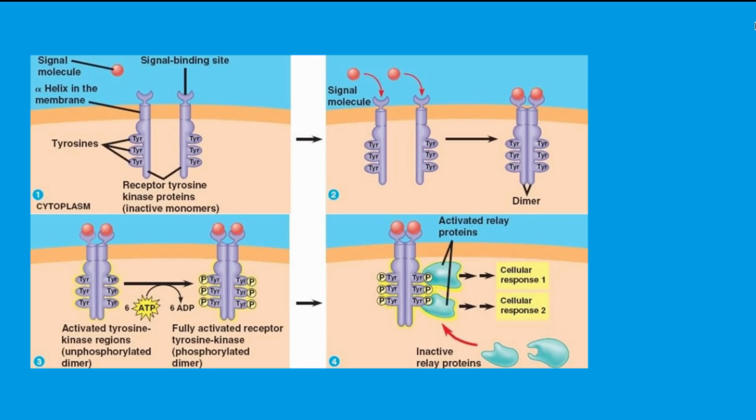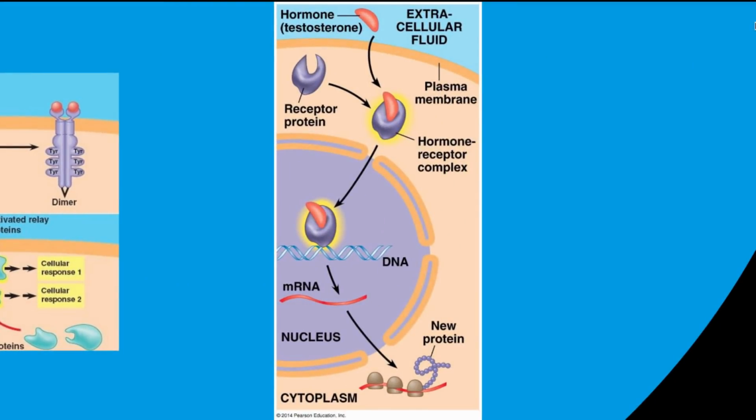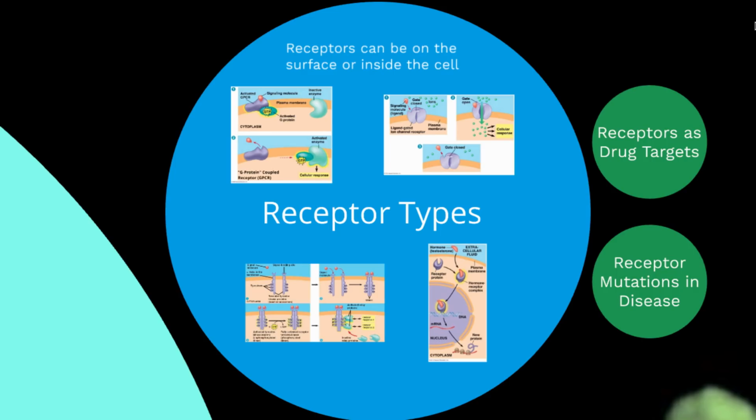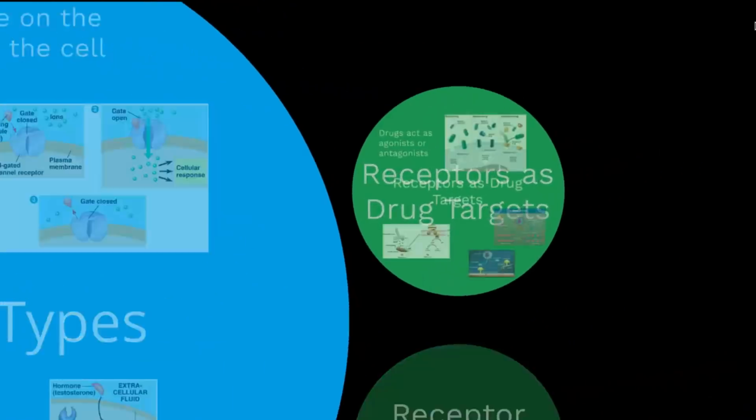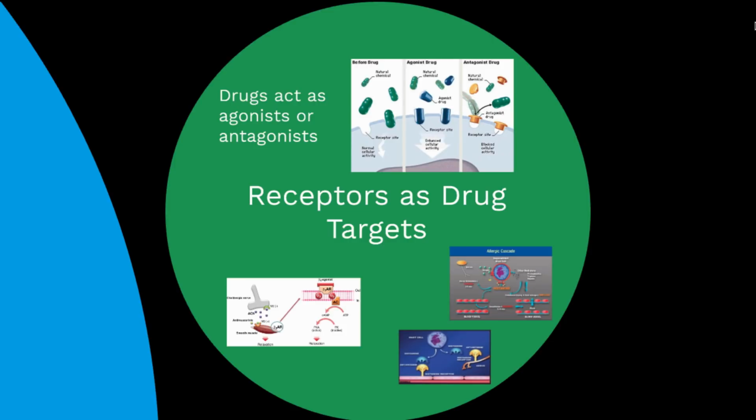Okay, so all of these types of receptors, those three basic types, are all found on the cell surface. As a quick example of a receptor that would be located inside the cell, here we have an example of the testosterone receptor. Okay, testosterone is a nonpolar molecule, so it is able to diffuse easily into the cell, so the receptor is found in the cytoplasm. One other thing to remember about receptors is they are often targets for drug action.